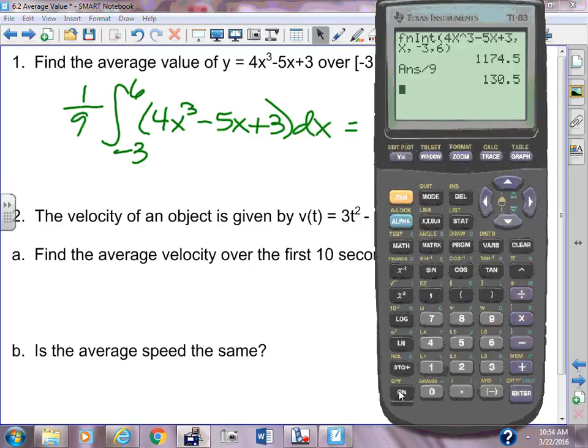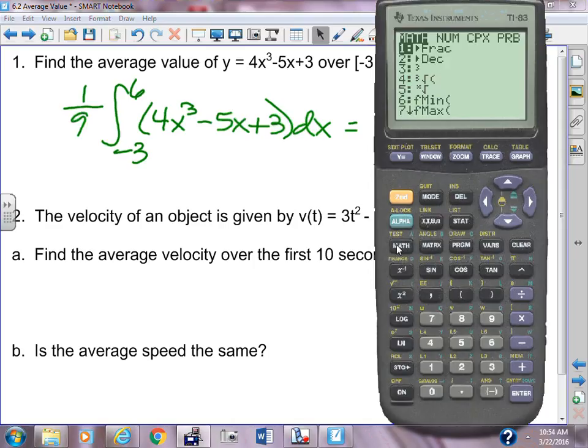All right, so pull my calculator up, clear out whatever I've got in there. All right, it is math 9. Very good. So I'll go math 9. And then I put in the function. So we'll do 4x cubed minus 5x plus 3, comma x, comma -3, and then my upper bound is 6. There's my parentheses, hit enter, and I'm getting 1174.5. Right, is that my answer?